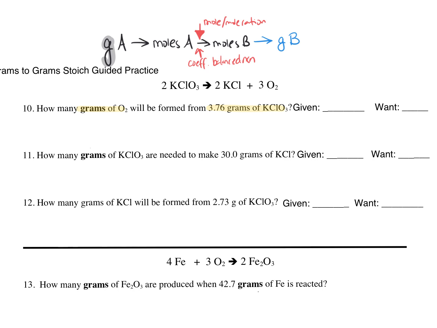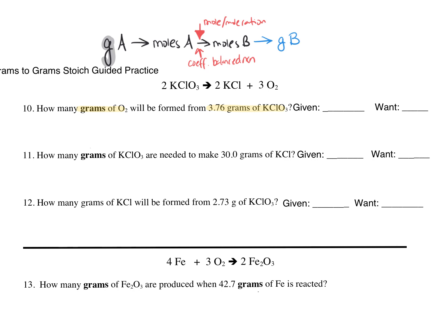So if we do this the traditional way, we are going to have to do 3 steps. We're going to start with grams of this material. We're going to need to convert that to moles. Then we're going to use the coefficient from the balanced reaction to convert from moles of A to moles of B. And then we're going to use the molar mass of B to convert from moles of B to grams of B. That'll be our traditional method.